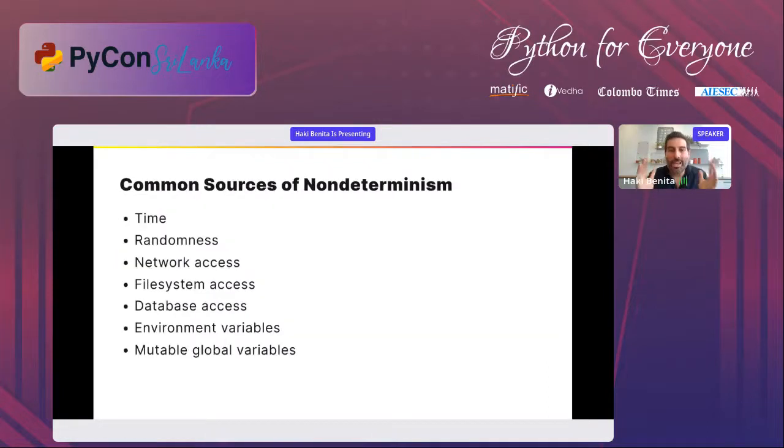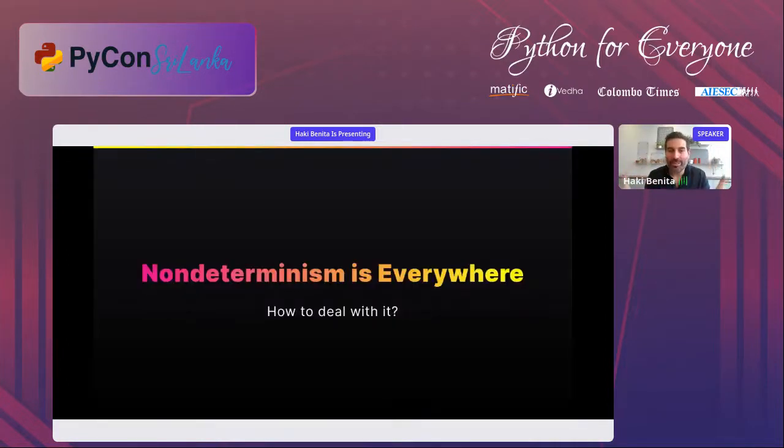So there are many sources of non-determinism, just a few that we saw in the last couple of slides. You have time, randomness, network, file system, and database access. You have environment variables, mutable global states and variables, and so on. So non-determinism is basically everywhere. So the question is how to deal with non-determinism.